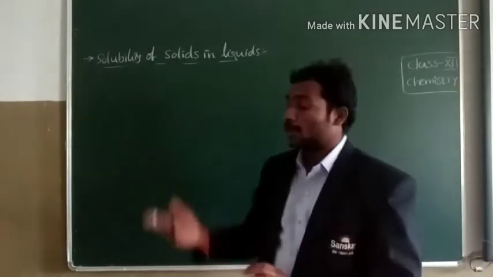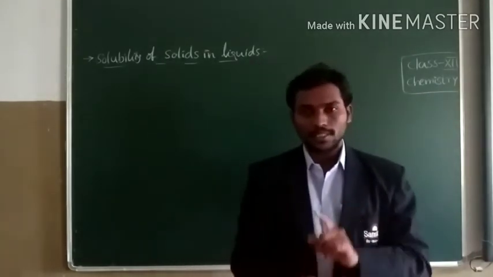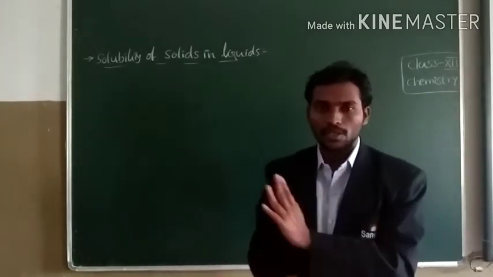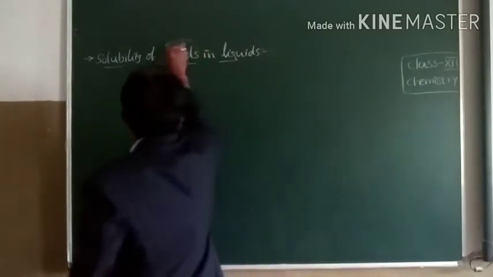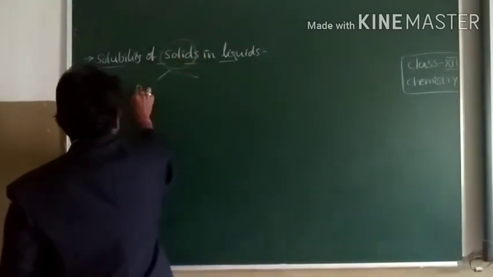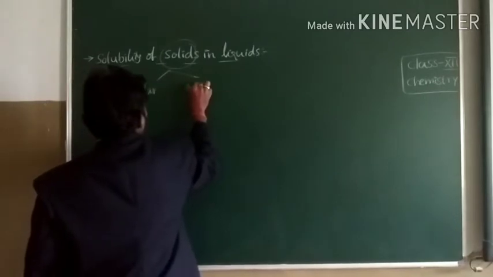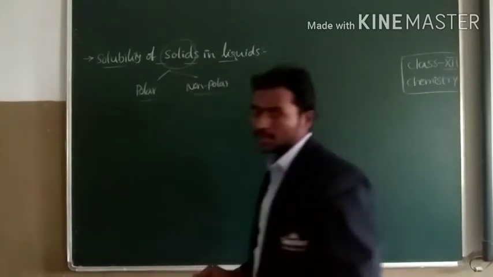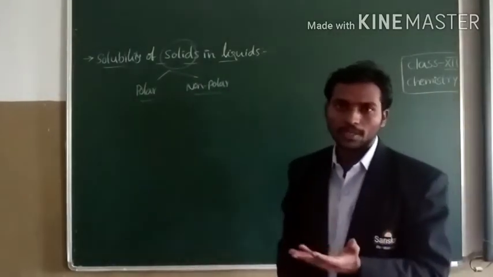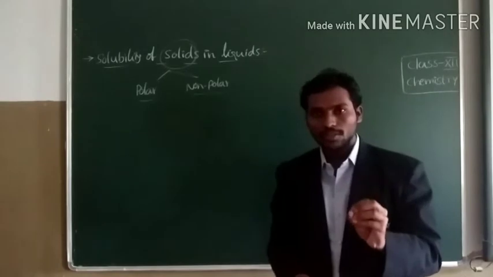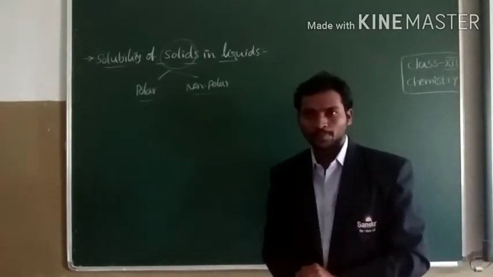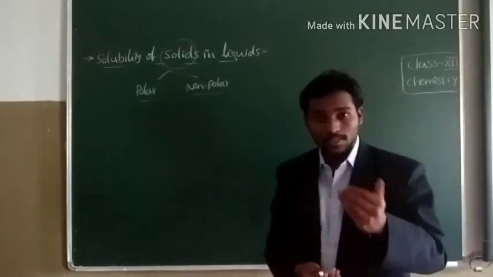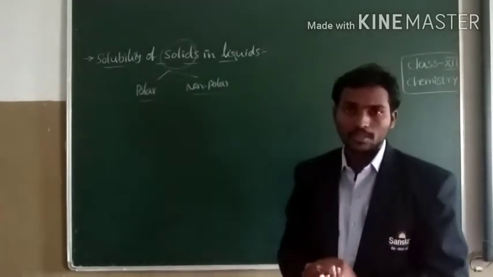When we talk about solubility of solids in liquids, generally solids can be classified into two types. Those are polar solids and non-polar solids. How can we define polar and non-polar solids? Suppose the solids which contain ionic bonds, or ionic solids, are called polar solids. Crystalline solids are also called polar solids or ionic solids.